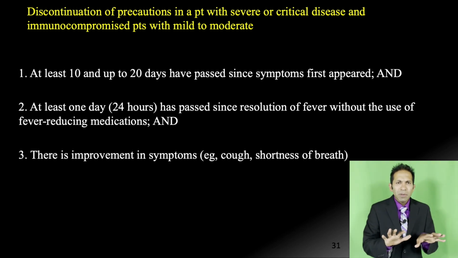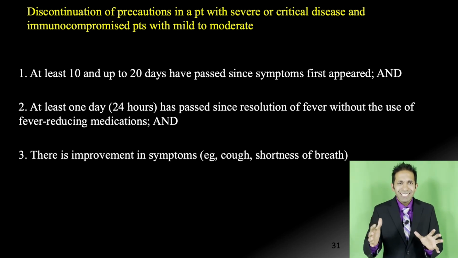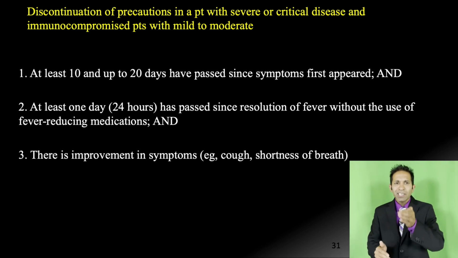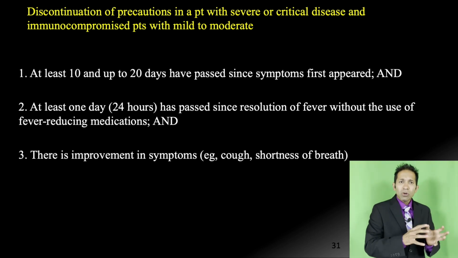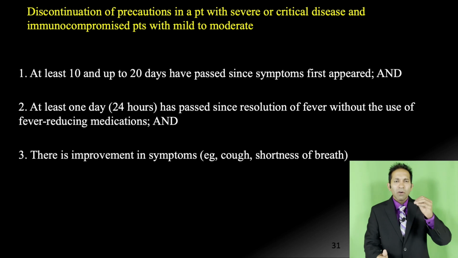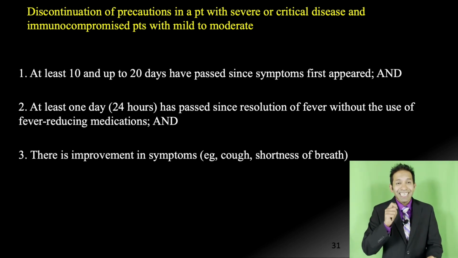So here, patients who are immunocompromised, who have severe disease, studies have shown they can shed virus up to 20 days. But as time keeps progressing, the viral shedding keeps decreasing. For immunocompetent patients who have mild to moderate infection, after 10 days of symptom onset, if they are not spiking fever, viral shedding is negligible. The risk of transmission is rare. But patients who are immunocompromised can cause transmission up to 20 days.